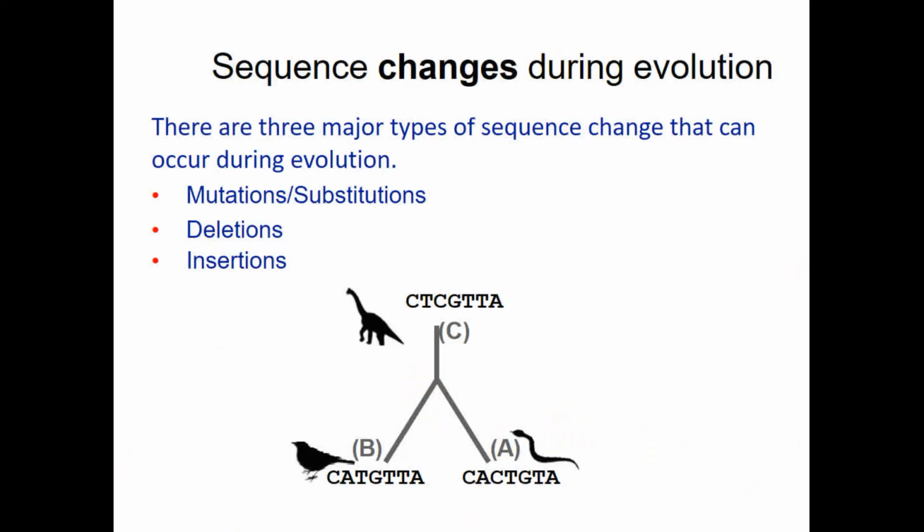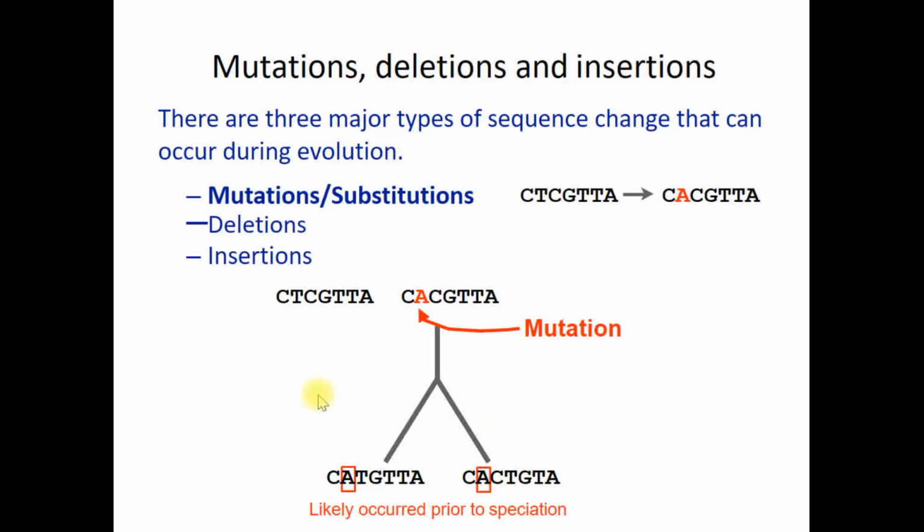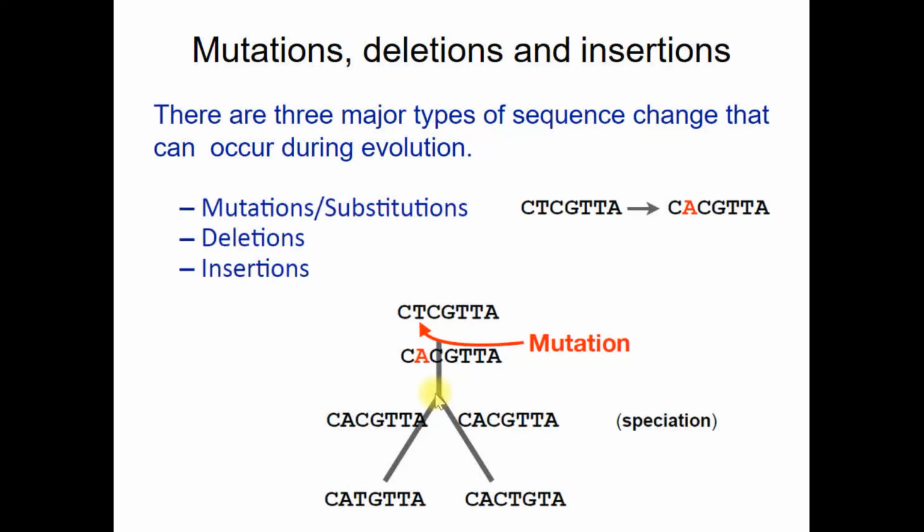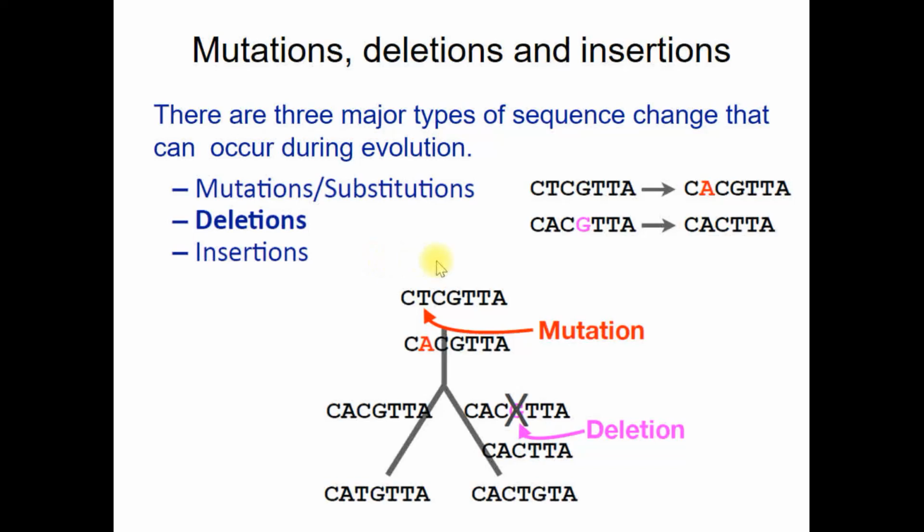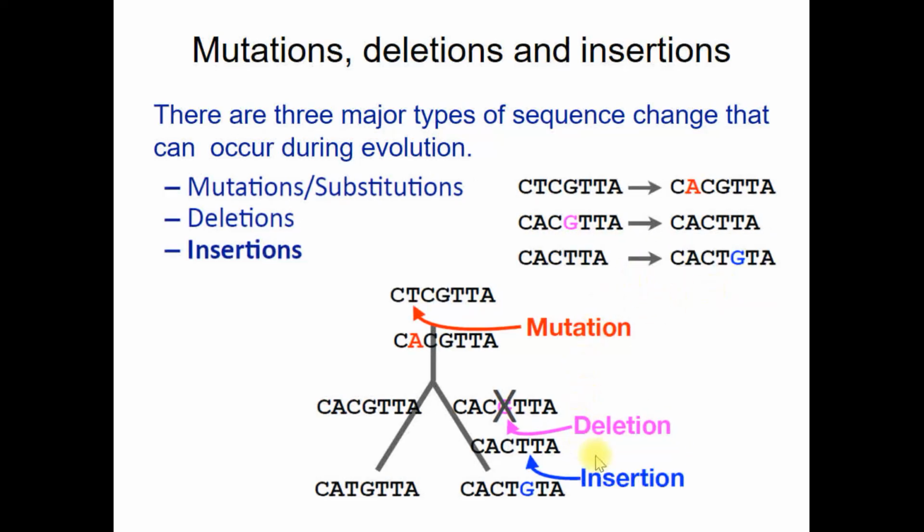We still use the dinosaur, bird, and snake as the example. The first one is the dinosaur sequence. CT becomes CA. There is a mutation, or substitution: T is replaced by A. And this mutation very likely happened before the speciation. Then, after the mutation, the G got deleted. So G disappeared. And then there is an insertion between these two T's.